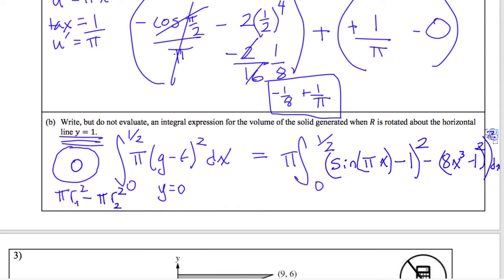Okay. So for what you have, you use G minus F. And look at your answer. Look at the answer sheet.